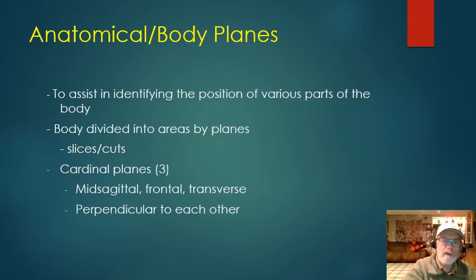And what happens is the body has what we call three cardinal planes. One of them is called the mid-sagittal or sagittal plane. Another one's called the frontal plane, and another one's called the transverse plane. They're all perpendicular to each other, and they'll help to, again, define where things are in relationship of one thing to another, or a location of a particular structure within the body. So let's talk about this a little bit more.